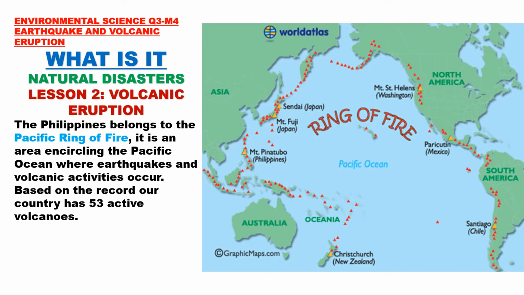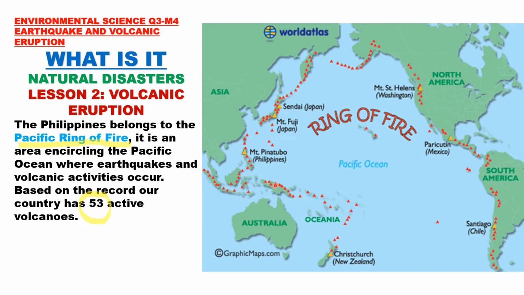Lesson 2: Volcanic Eruption. The Philippines belongs to the Pacific Ring of Fire. It is an area encircling the Pacific Ocean where earthquakes and volcanic activities occur. Based on the record, our country has 53 active volcanoes. Let us take a look at this picture.